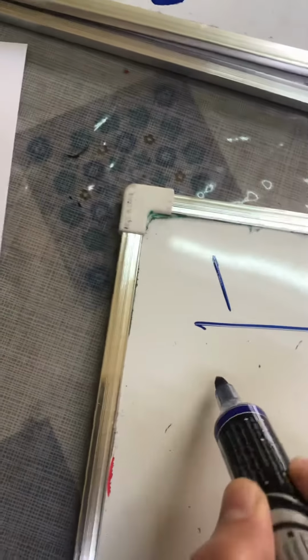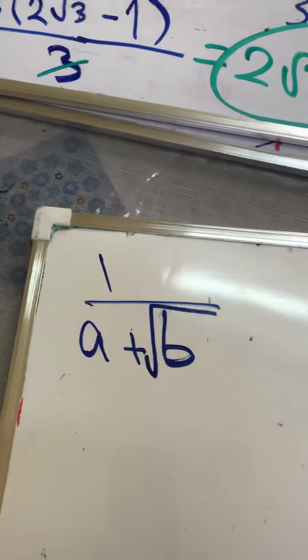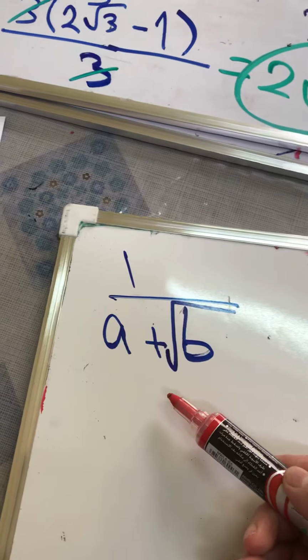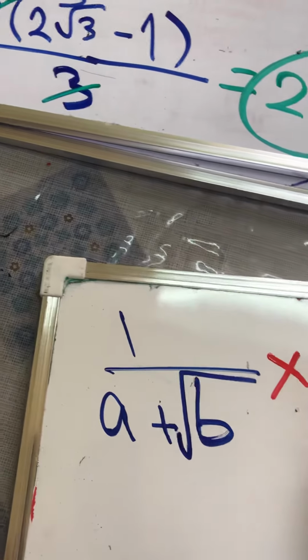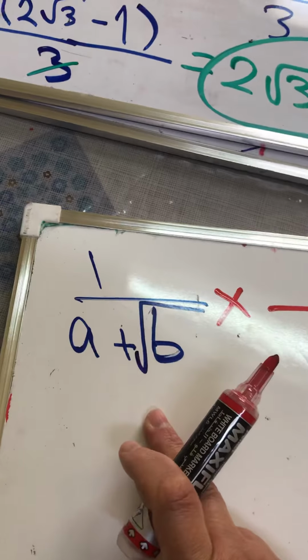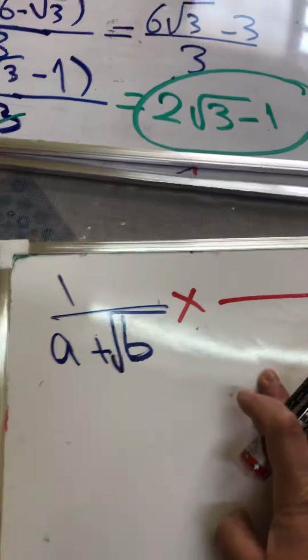Okay? Now, the new point in our lesson is to rationalize an expression or fraction like this. Attention. If I have 1 over a plus square root of b, okay? To rationalize it, to remove the irrational number, the square root, from the denominator, attention, I'll multiply by what? I'll multiply by square root of b only? No. I have to multiply up and down with the same expression to keep the value.